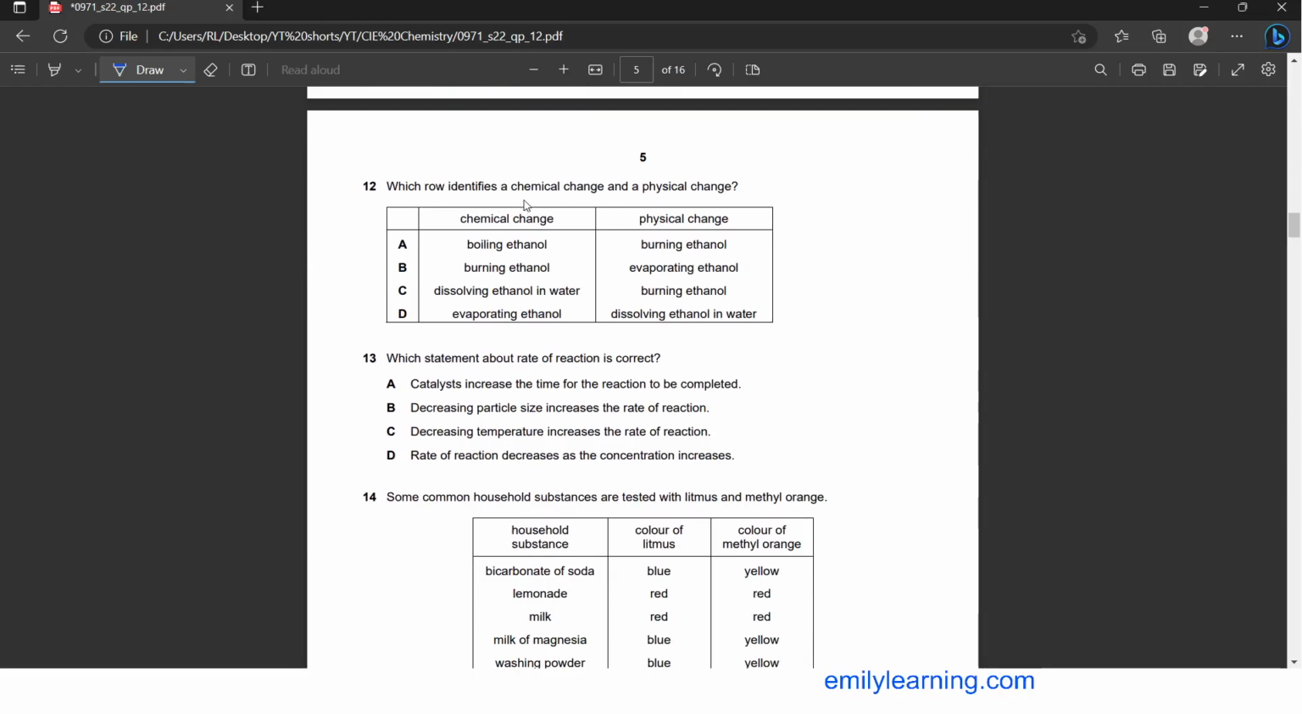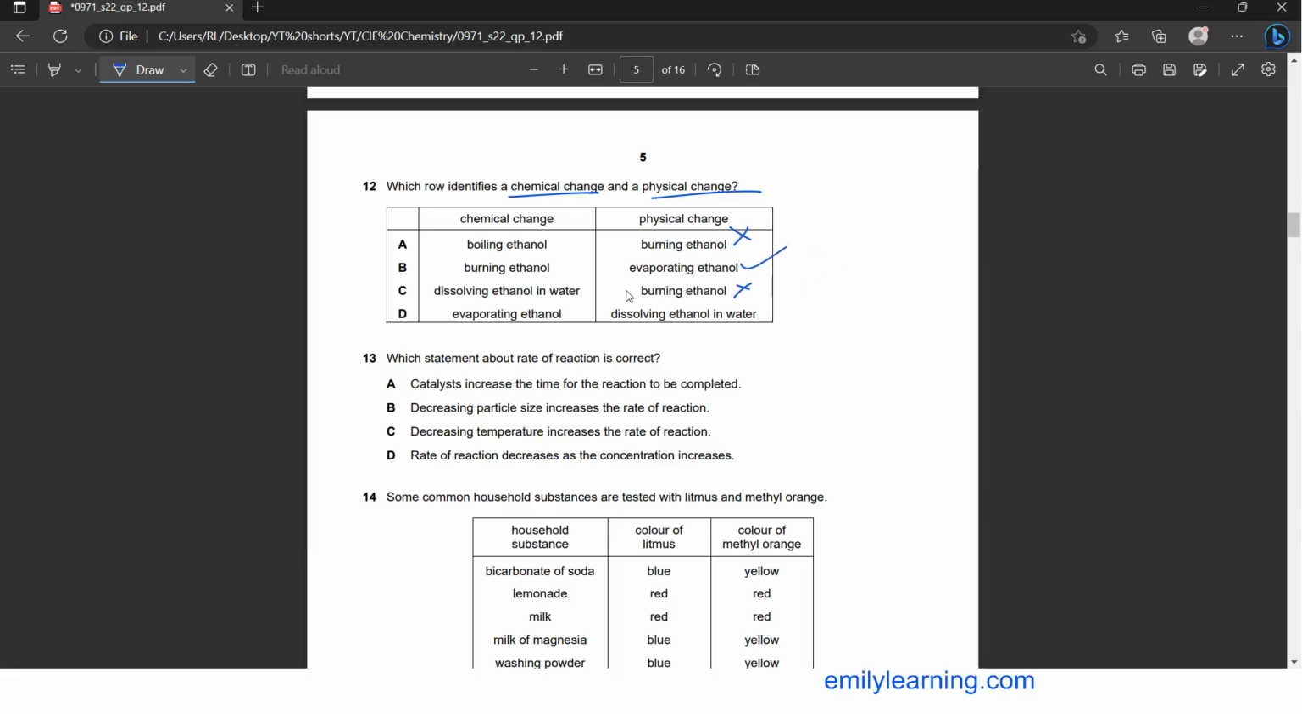Question 12. Which row identifies a chemical change and a physical change? For a chemical change, you must have a change in the chemical composition. For a physical change, there is no change in the chemical composition. Change in state and dissolving something are both physical changes. So let's take a look at physical change. Burning is wrong because you are going to convert ethanol into carbon dioxide and water. It's a chemical change, so burning is definitely not a physical change.